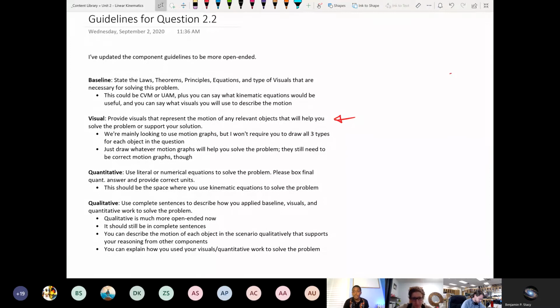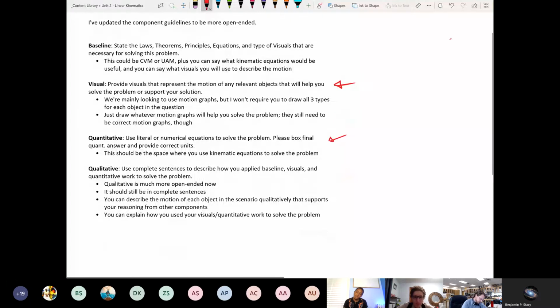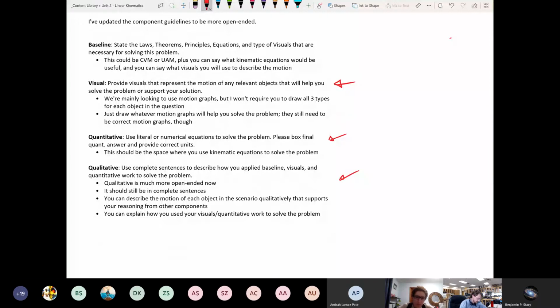Quantitative, this is where we're using our kinematic equations now. That's the quantitative stuff that we should have in there. And then qualitative, I've changed. Instead of saying, if the acceleration doubles, what's going to happen to the displacement, no, I've made it much different. I've just said use complete sentences to describe how you applied this other stuff, the baseline, the visuals, the quantitative work, describe how you use that to solve the problem.